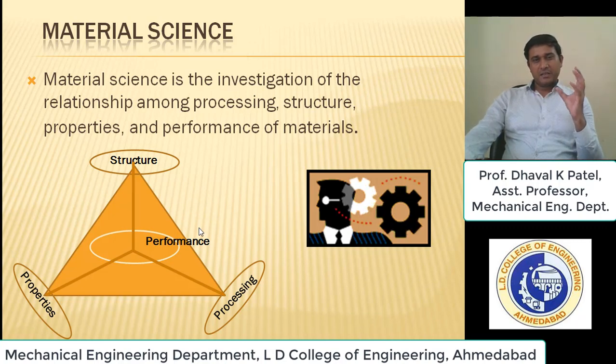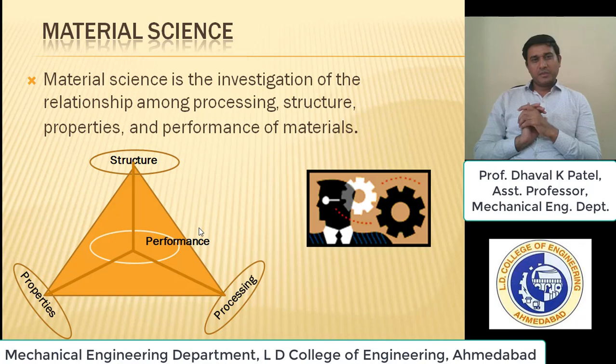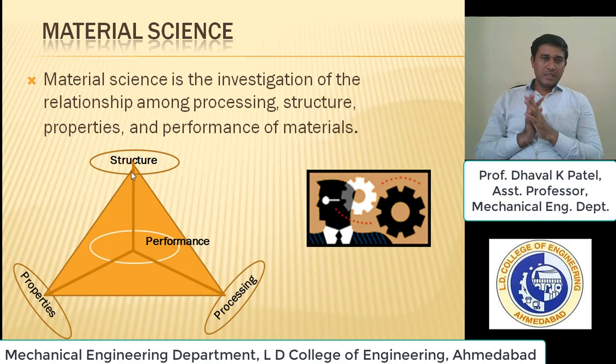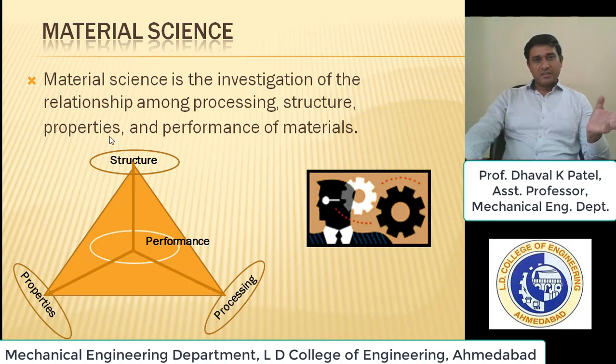Suppose you take aluminium, then you have to think about what kind of processing is required to change the shape and size, or to extract it from aluminium ores. Based on that extractive process, we can achieve the purity and the structure of the aluminium. Structure is nothing but the atomic arrangement in space. So, based on the structure, you may predict the properties.